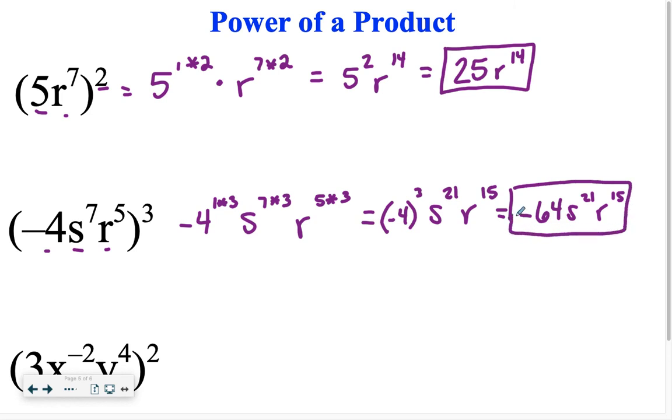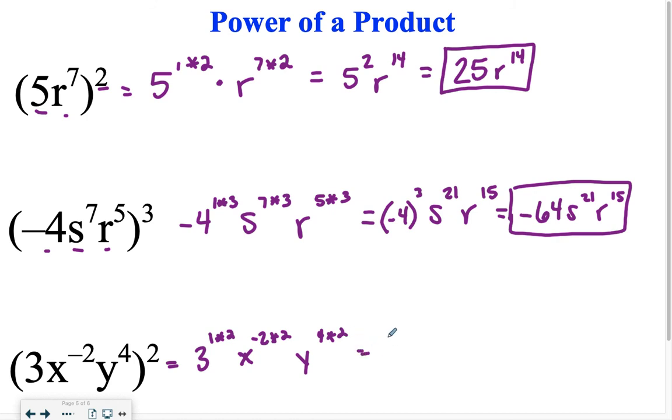I'm all done with that one. All right, then I'm going to move this little box here. All right, and I have (3x^-2 y^4) squared. So this becomes 3 to the 1st times 2, times x to the -2nd times 2, and then y to the 4th times 2. So 3 to the 1st times 2, that's 3 to the 2nd, and then x to the, that becomes a -4, and then y to the 8th.